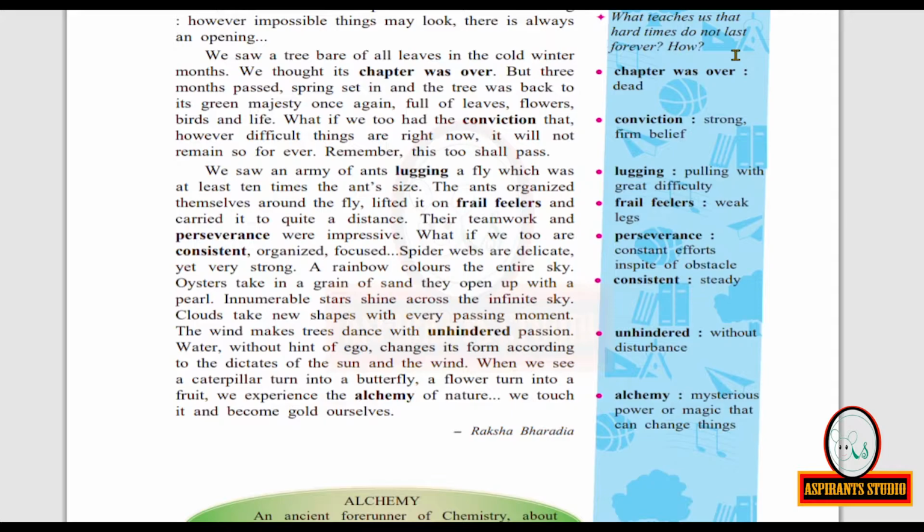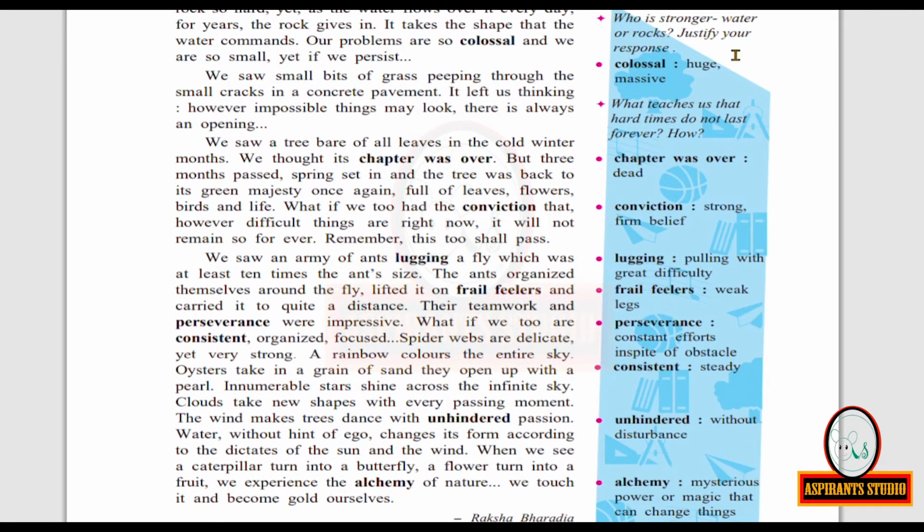Who is stronger, water or rocks? Justify your answer. I think water is stronger. It wears down the hard rock by its gentle patience, persistence, and perseverance.